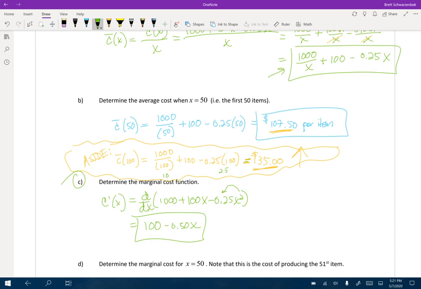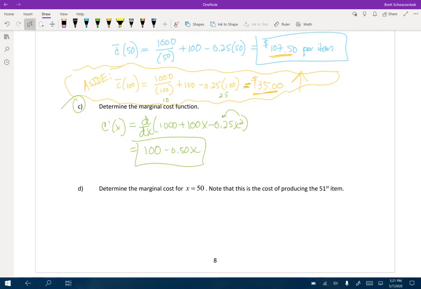Okay, most students don't really get that in the beginning, so you must do an example to fully understand what that's about. So what if I want to know the marginal cost for x equals 50? We would do C prime of 50, which is going to be 100 minus 0.50 times 50, which is equal to $75. Okay, so what is this saying? This is the cost of producing the 51st item. So if I have 50 items, the 51st item will cost $75.